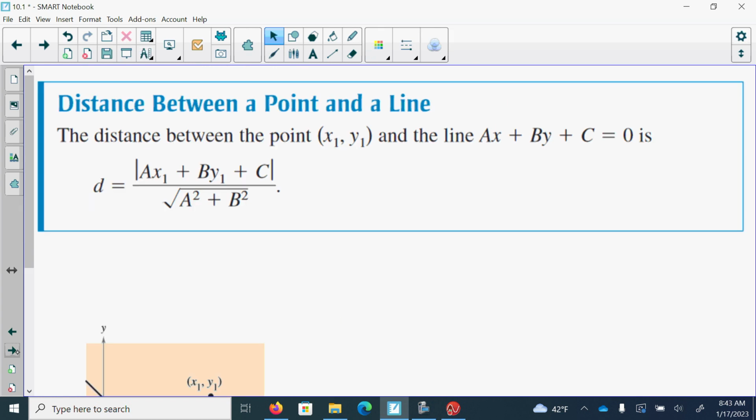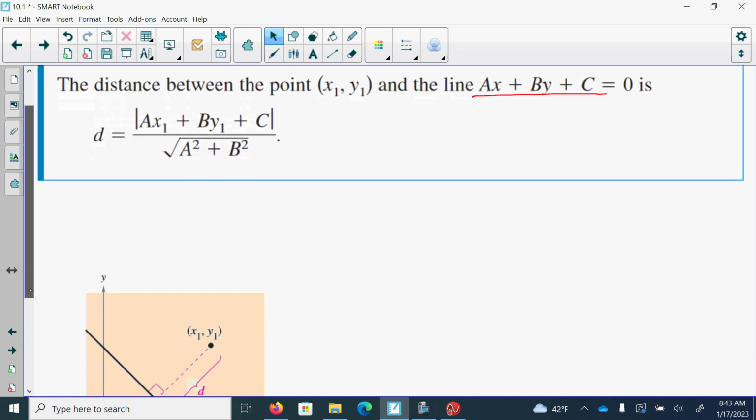Find the distance between a point and the line. So you're going to have to write the equation of your line in the form of ax plus by plus c is equal to 0. Then you're going to have your coefficients of your x, your y, and then your constant, and you're going to put them into this formula here. And d stands for distance.